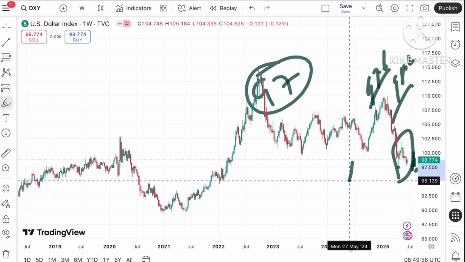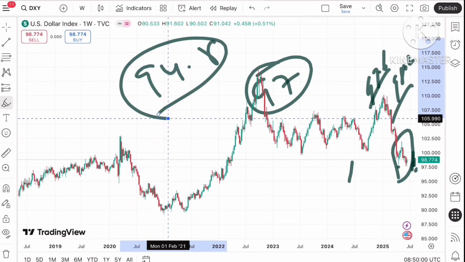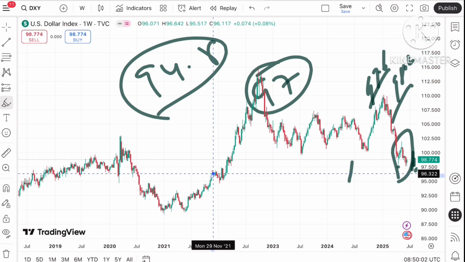Okay, and if that didn't sustain, a further fall we can see towards 94.8, and then a further low can also be seen because this level has come after 4 years. Okay, so we can see a further downfall.